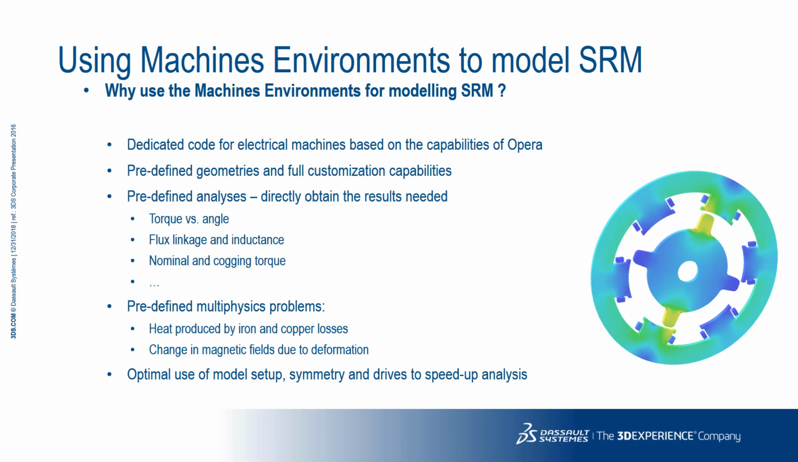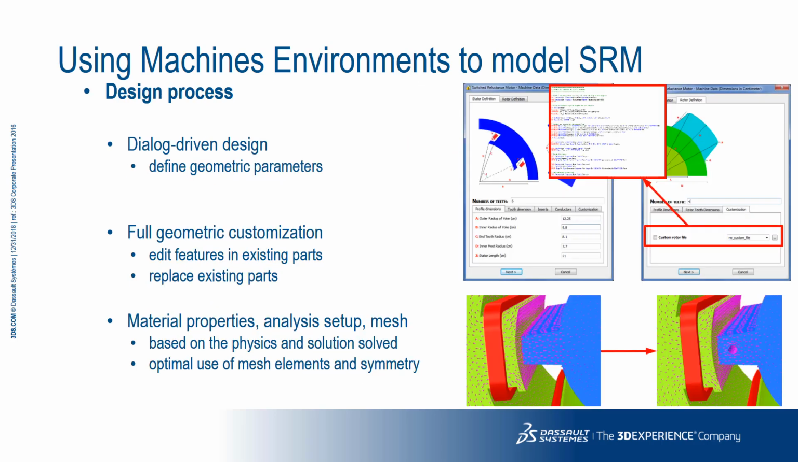The Opera Machines environment offers several benefits for modeling switched reluctance machines over generic finite element packages due to its built-in application knowledge. The first thing you need when defining an electrical machine model is geometry. Rather than having to create it from scratch, the environment will allow you to choose from a series of standard pre-configured geometries. If yours is non-standard, then customization facilities are available. Materials and other properties are pre-configured, then the drives will be set up and attached to the windings. And you'll be offered a series of standard analyses to choose from, such as torque versus angle, flux linkage, inductance, cogging torque, and so on. It's not just electromagnetics, the machine's environment will also solve multiphysics problems such as thermal distributions and structural performance.